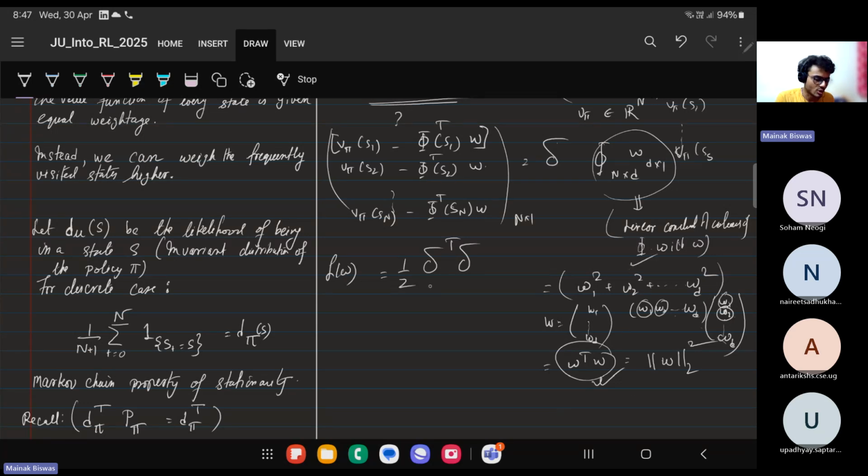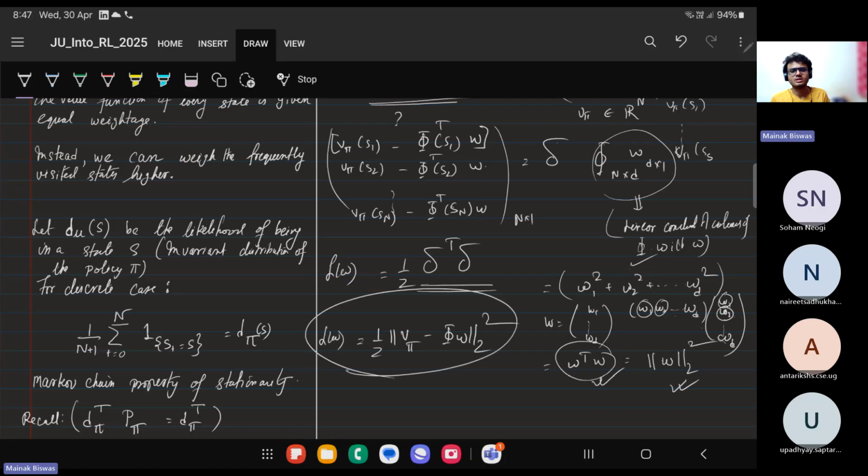So this is fine. What I'm doing is delta transpose delta, which is equal to half times the L2 norm of V pi minus phi W. This is defined as the L2 norm because this is the Euclidean norm. Okay, so this is how we define the loss in terms of a matrix.